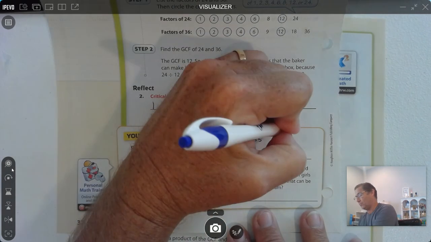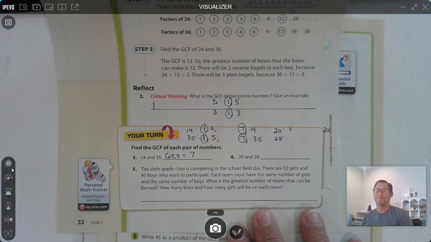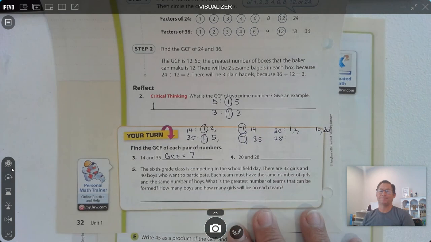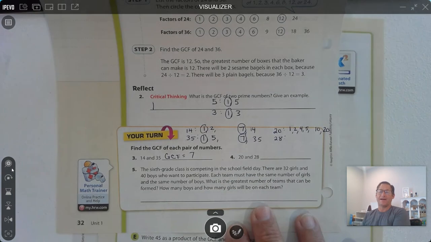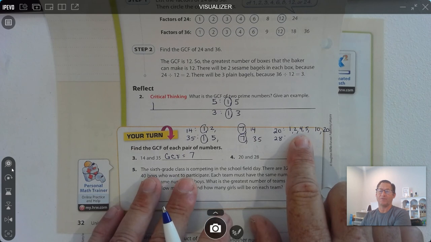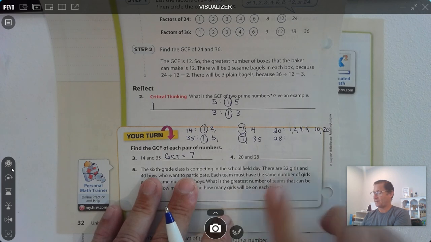All right, so we know 1 and 20. 2 and 10. 3 is not a factor. 4 is. 4 times 5. 6 is not a factor. I know that because 3 was not a factor of 20. 7 is not. 7, 14, 21. 8 is not. 8, 16, 24. 9 is not. So those are the factors of 20.